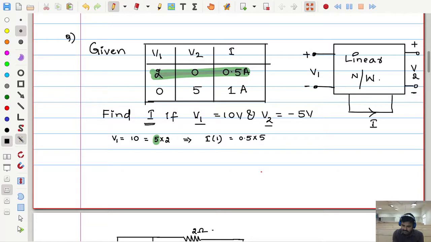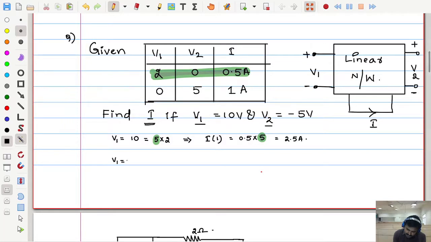When 2 volts is there, the response is 0.5 amperes. So with a 2 into 5 multiplying factor, its corresponding output will also be multiplied by the same constant. In this way we can get I of 1, which is 2.5 amperes. That is one case, and the second case you would also like to see here.